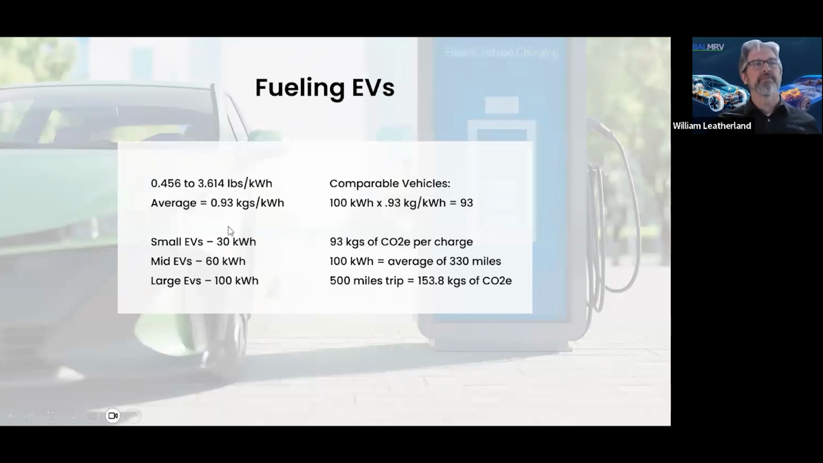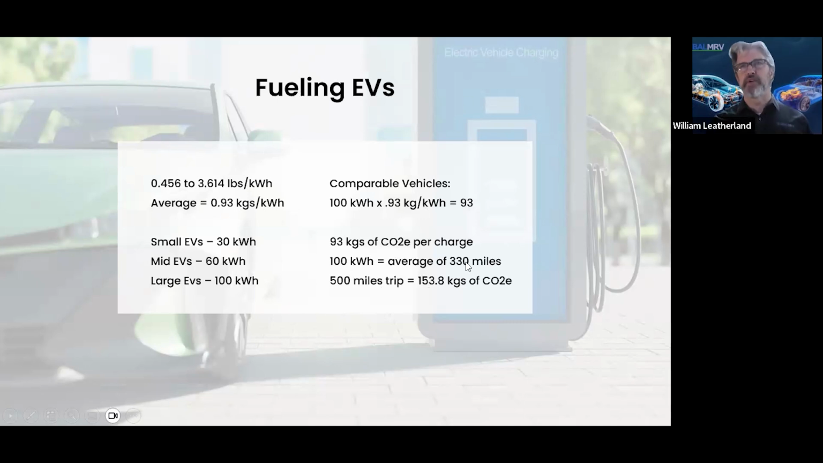Once again, I wanted to look at a difference between small EVs, mid EVs, and large EVs. And we really had to look at large EVs because they're the only ones that could travel 100 kilowatts or could travel the distance that we're looking. 100 kilowatts and a Model Y can get you about 330 miles. So using that comparable vehicle, 100 kilowatt hour battery times 0.93 kilograms of CO2 equivalent per kilowatt hour means every time you charge that battery to produce that electricity, this is the fueling, the fuel that we're creating, the electricity that's being produced, was going to produce 93 kilograms of CO2 equivalent per charge.